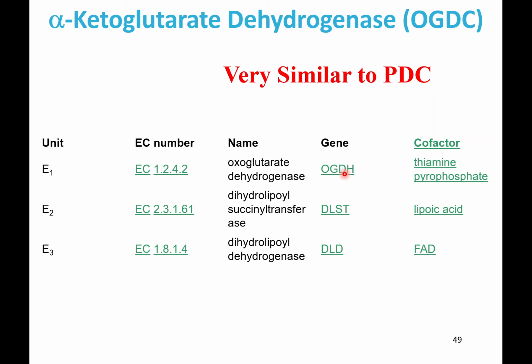OGDH is very similar to E1. DLST is the same as the E2, and in fact the DLD is the same enzyme as E3. At least as far as I know, the E3 and DLD are the same in both of these complexes.